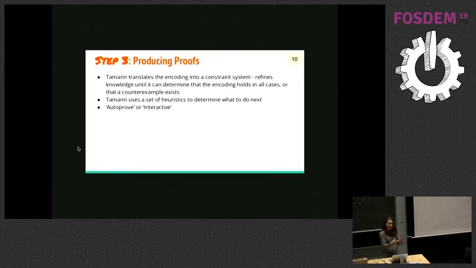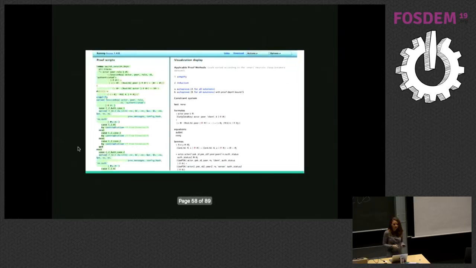Okay, so Tamarin translates our encoding into this constraint system, because remember, it's a constraint solver, and it refines its knowledge until it can determine that either a property holds in all cases or there is an attack. And Tamarin will use a set of heuristics to determine what it's going to do next, and it has this auto-prove functionality, but it also has an interactive functionality. So you can go into the graphical user interface and help guide the tool through the proof tree. And this is what the GUI looks like, and when you have a proof, it all turns green. And that's what you want. You want to see that.